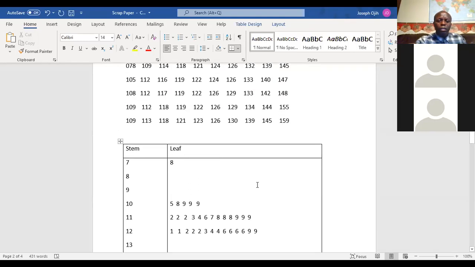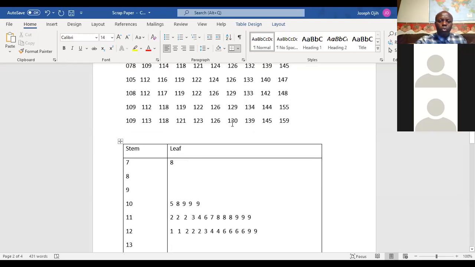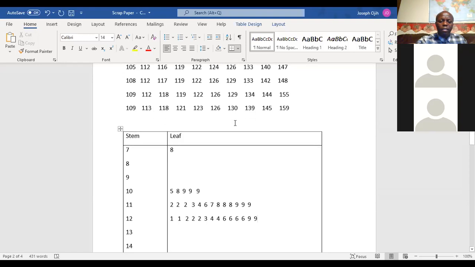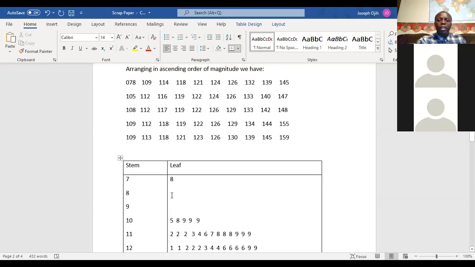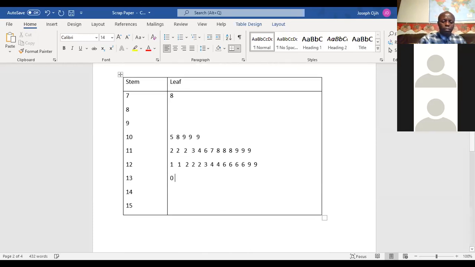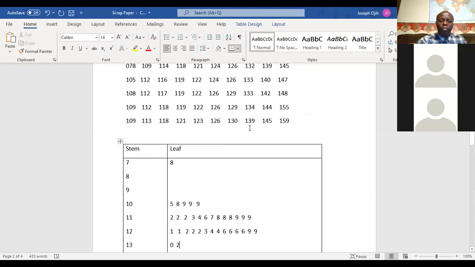Okay. Next is 130, which is right here. I have only one of them. Okay, 130. Next will be 132, one of them. 133, there are 2 of them.